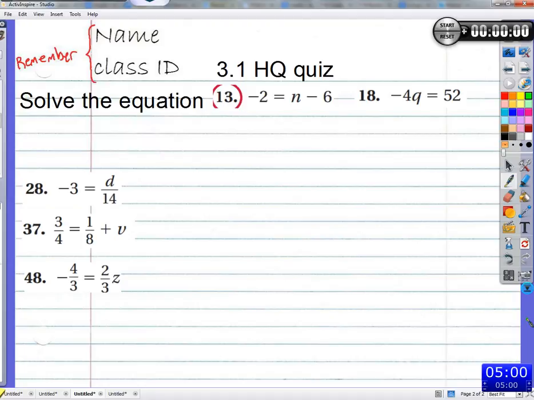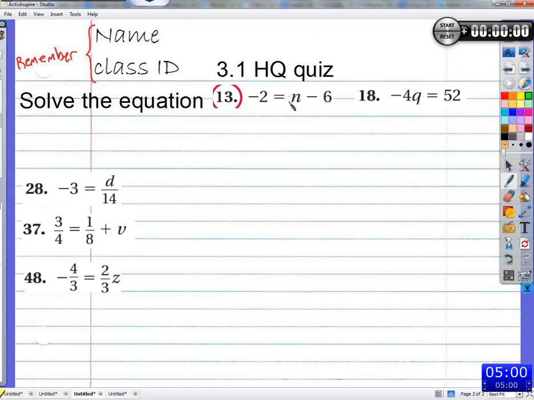Hildy? You could take negative 2 minus 6. Negative 2 minus 6? Yeah. No, I'm fine. Never mind. Derek? We add 6 to both sides. Add 6 to both sides.